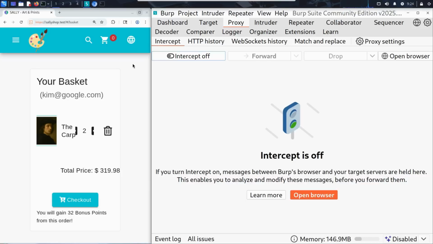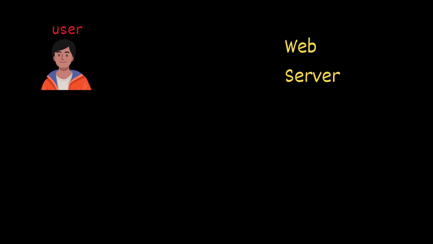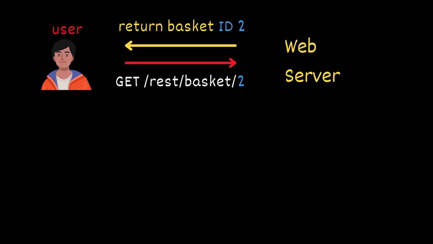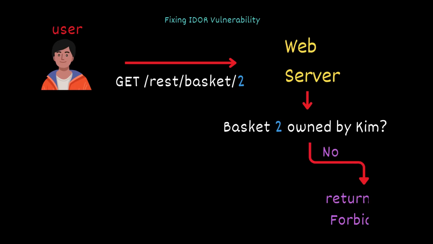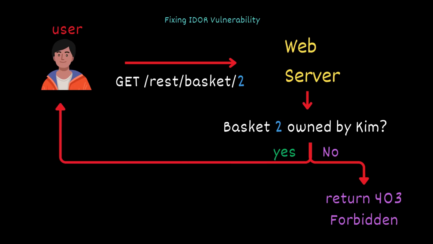Now that Kim confirmed the vulnerability, the next question is, how could Sally fix it? Let's look at what went wrong, and how to prevent this type of bug altogether. The server exposed direct access to basket data using a predictable numeric ID without checking if the user actually owns that basket. To fix this, the server must perform a simple but critical check on every request. It should verify that the authenticated user is allowed to access the requested resource. If they're not, it should return a 403 forbidden response. But if they are authorized, then, and only then, should the resource be returned.